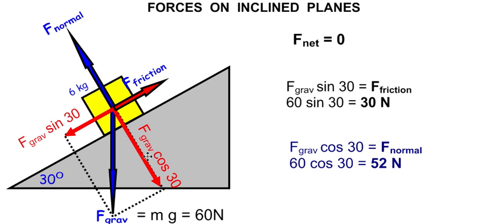Likewise, this component here, the resolved component of the weight perpendicular to the slope, is F gravitational cos 30, and that should equal the size of the normal reaction force. So F gravitational cos 30 is 60 cos 30, which is 52 newtons. So the normal reaction force is 52 newtons.